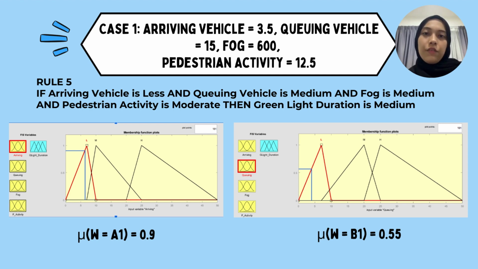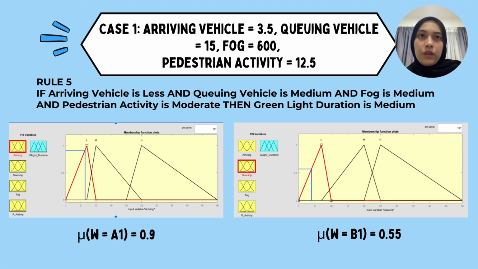Fuzzification is the process of converting crisp input into fuzzy input. It involves determining the degree to which the arriving vehicle, queuing vehicle, fog, and pedestrian activity crisp inputs belong to appropriate fuzzy sets. This is done by assigning membership values ranging from 0 to 1 to indicate the degree of membership. The fuzzy values correspond to each input for relevant samples. So, for example, case 1: arriving vehicle is 3.5, queuing vehicle equal to 15, fog 600, and pedestrian activity is 12.5.